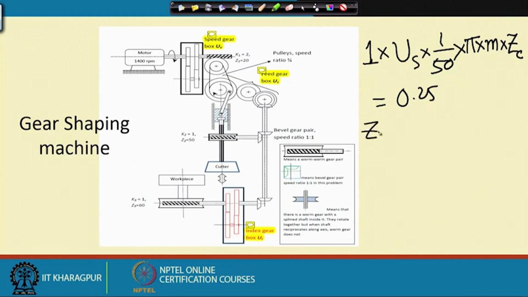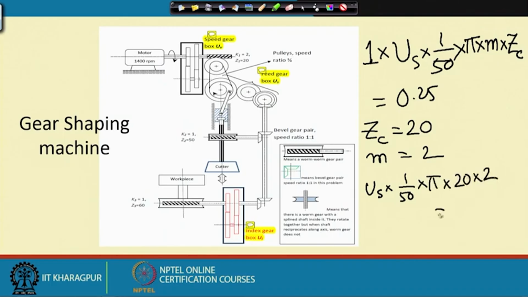So, suppose I give you ZC equal to 20 and M is equal to 2. So, you will have US into 1 by 50 into pi into 20 into 2 equal to 0.25. Okay. From here US can be calculated. So, I will frame formal questions on gear hobbing and gear shaping and provide it to you, so that you can have a good idea how these machines work. So, that is the end of the 18th lecture. Thank you very much.